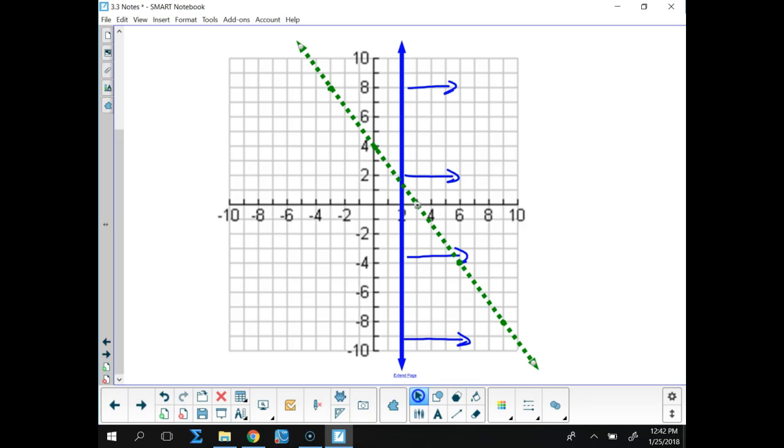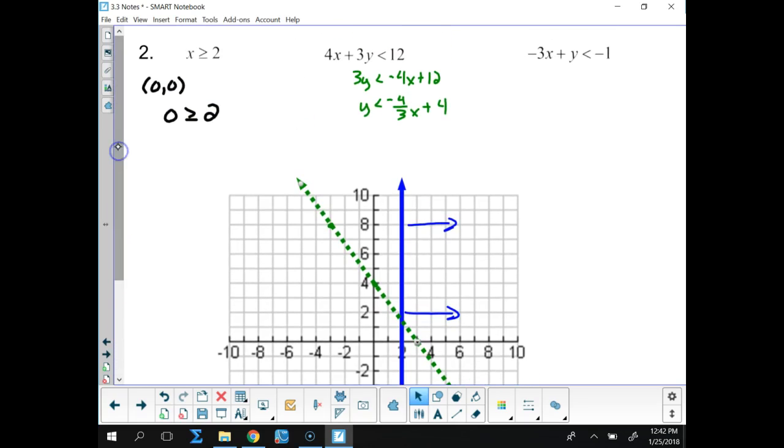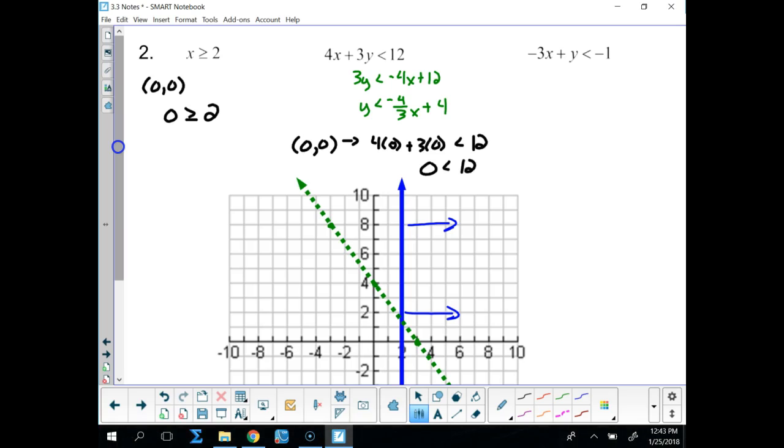Did I go through the origin? No. So I can use the origin then as my test point. 4 times 0 is 0. 3 times 0 is 0. 0 plus 0 is 0. Is that less than or equal to 12? Yes, that's true, correct? Okay.